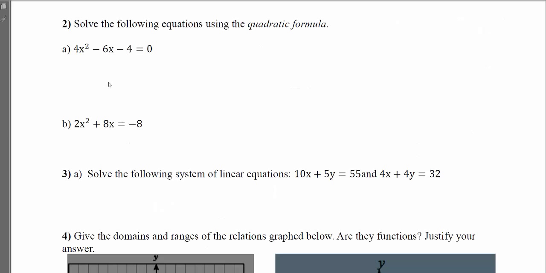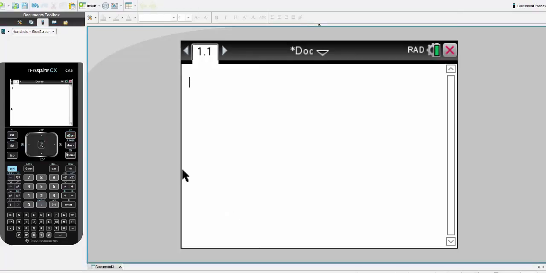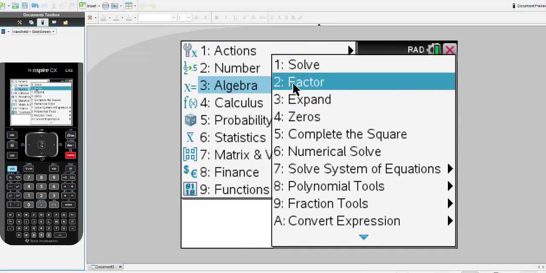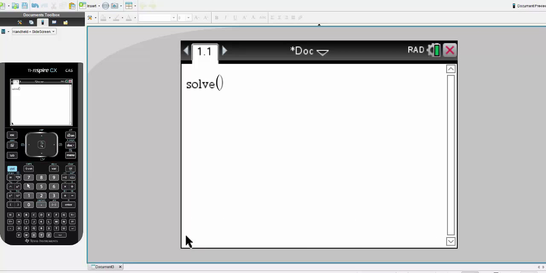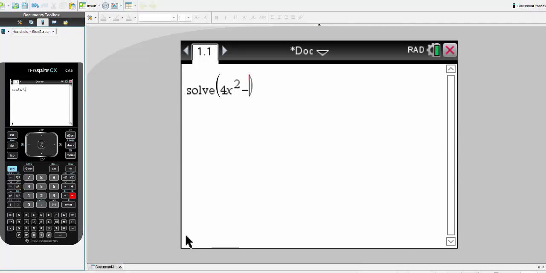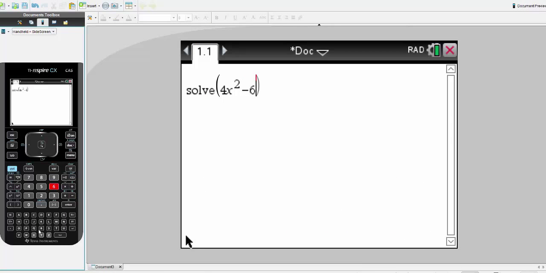Okay, solve the following quadratic equation. We can actually check, even though you can do this afterwards, but I'll show you how to do it now. You can use the solve function under algebra, solve, and then 4x squared minus 6x minus 4 is equal to 0. And remember to add a comma, x is our variable.